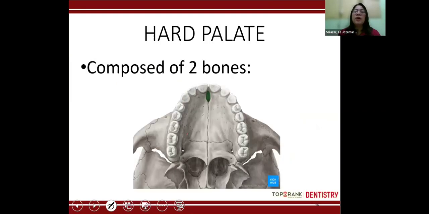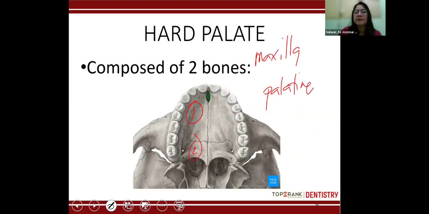Okay, now your hard palate is made up of two bones, 1 and 2. So what are these two bones? You have your maxilla, and yes, very good, you have the palatine bone. So 1 is the maxilla, 2 is the palatine bone.